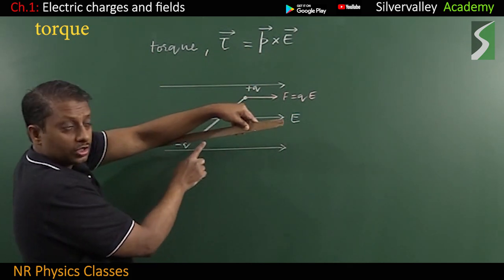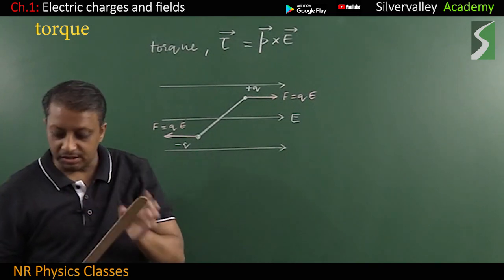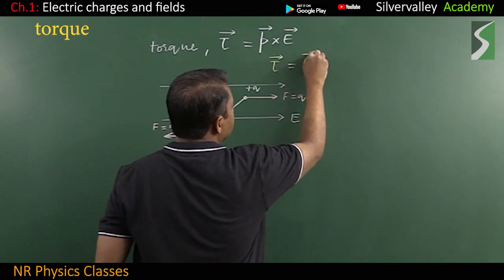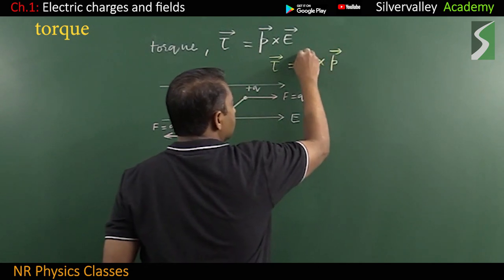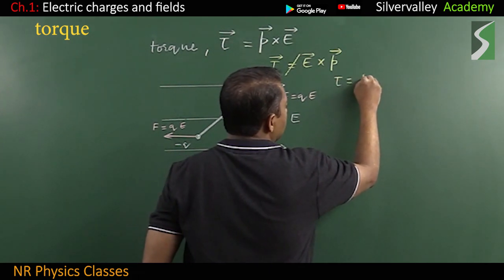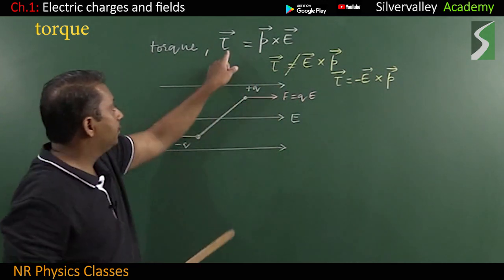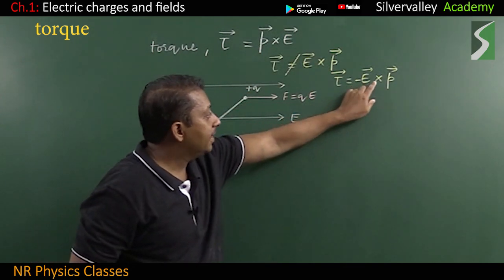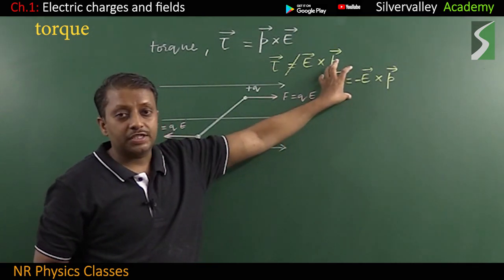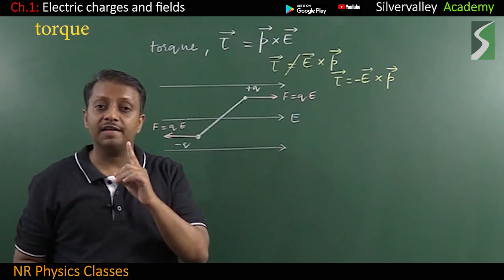Rotational motion is due to torque, and the torque is given by P cross E. And you know that the cross product of two vectors is not commutative. Not commutative means tau equal to E cross P is not the same. Tau equals the electric field cross the dipole moment with a negative sign: if this is P cross E, then it is minus E cross P. This is from the basics of vectors. You can learn the basics of vectors in the motion in a plane chapter and the work, energy, power chapter in the first PUC or 11th standard portion.